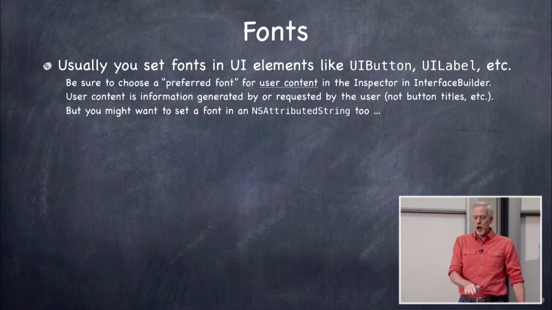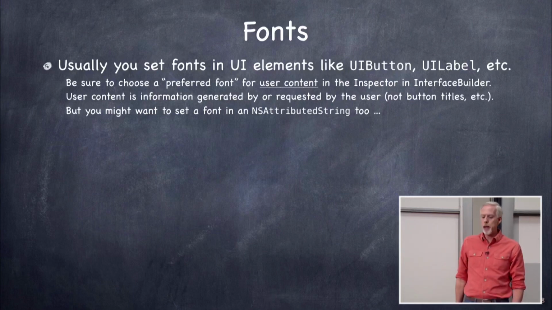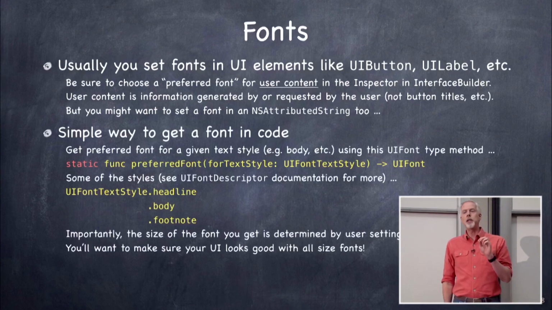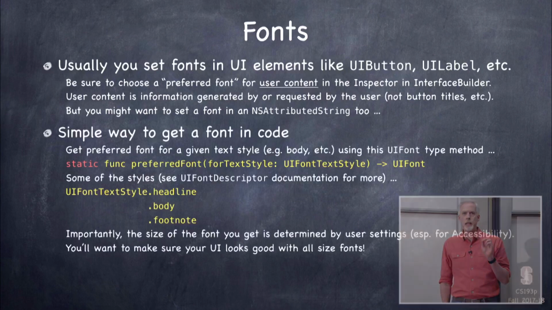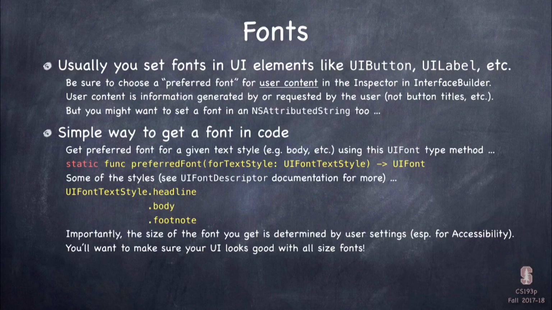In your code, you can do the same thing, and you do that using this static, i.e. class, type method in UIFont called preferredFont(forTextStyle:). And that text style is headline, body, footnote, whatever. This will give you back a UIFont that you can put in your NSAttributedString dictionary. One of the keys in there is the font, and you can use this as the font when you're drawing text in your draw(_ rect:).